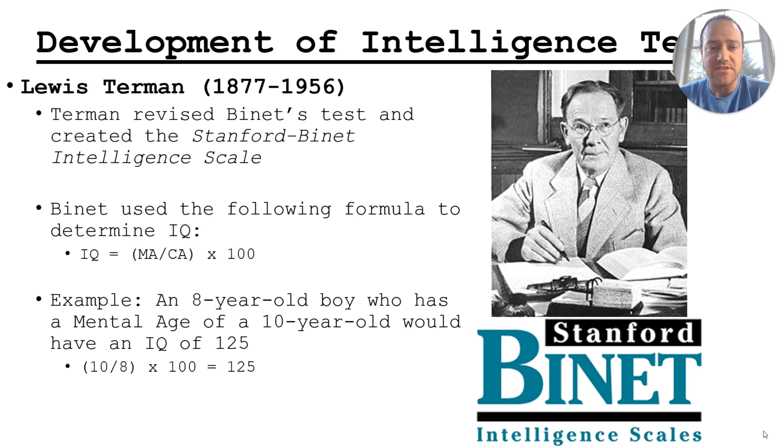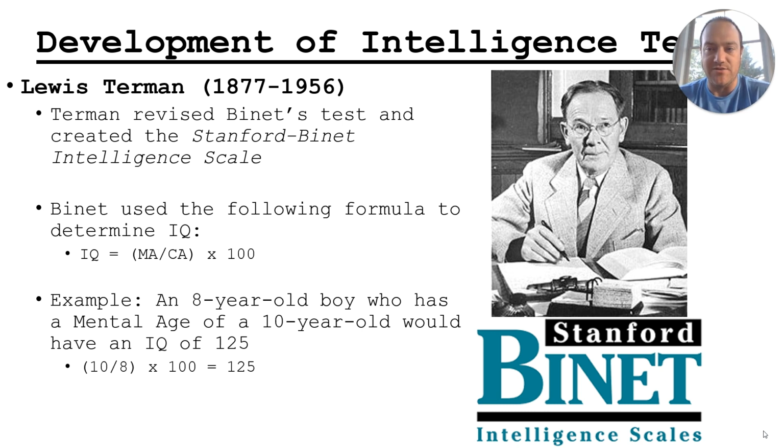And then this guy here, Lewis Terman is his name. He was kind of a terrible person. We'll get more into that later, but he took Binet's test, revised it a little bit, and renamed it the Stanford-Binet Intelligence Scale. And he was the first to actually calculate an IQ score. He was the first to use the term IQ.